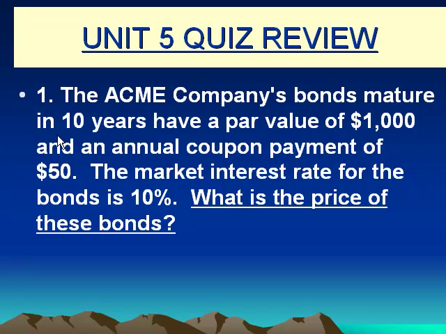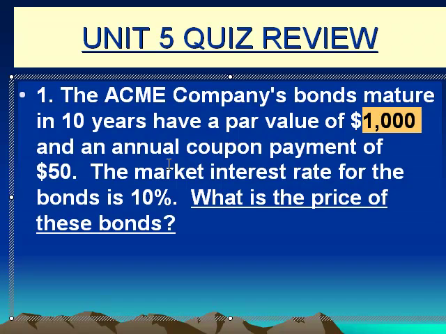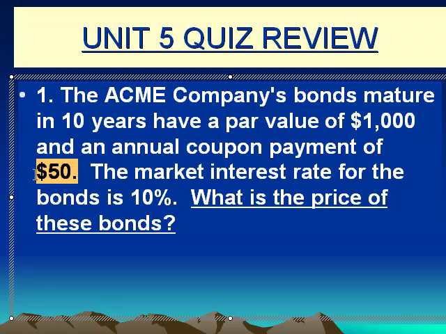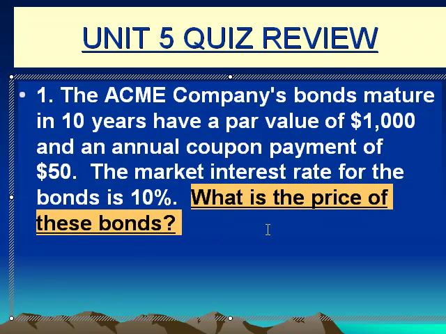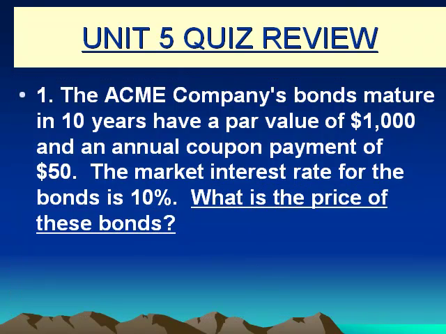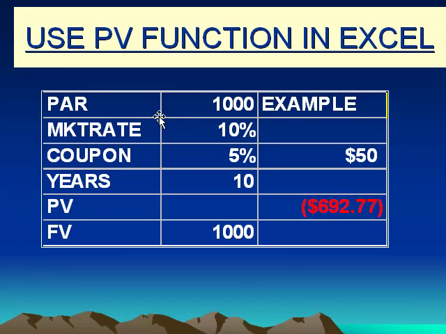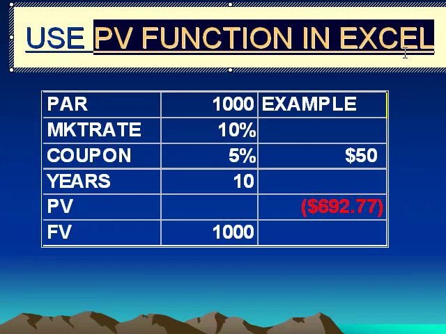So one of the problems: the Acme company's bonds mature in 10 years, have a par value of $1,000, and pay a coupon of $50 at a 5% rate. Today the market rate is 10%. How much are you willing to pay for these bonds? Obviously you have to discount this and find the present value of the bond, the price that you're going to pay today. So using Excel, we use the present value function.